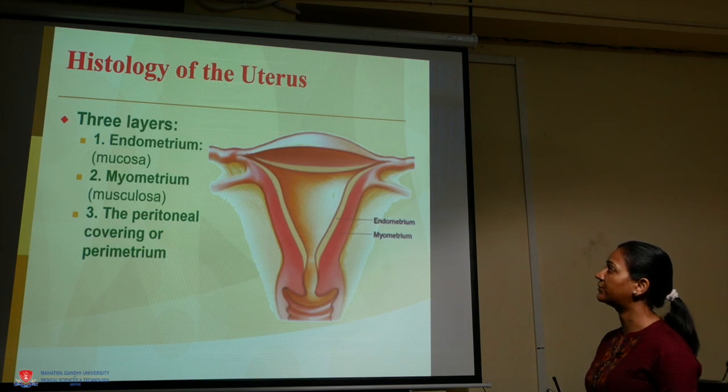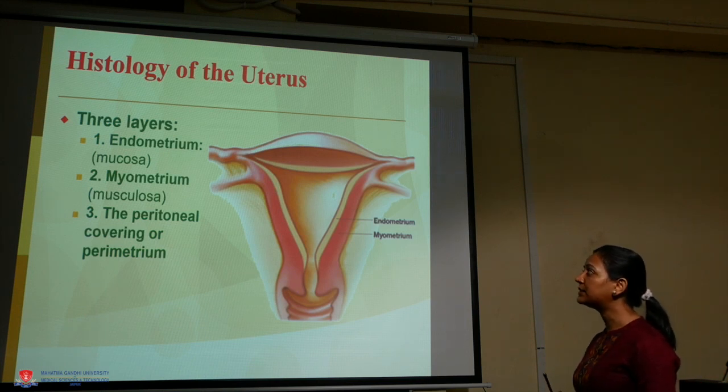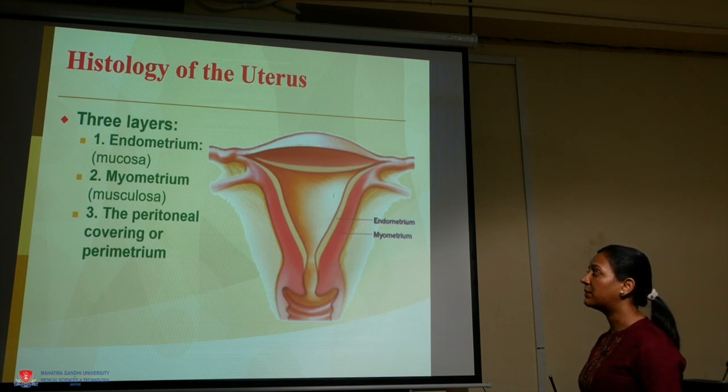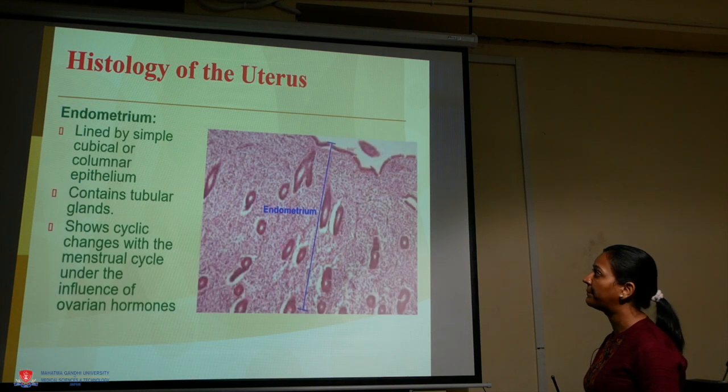Now the histology of the uterus. The uterus is made up of three layers. First, the endometrium, that is the innermost layer, it is the mucosa. Then comes the myometrium, that is the muscular part, musculosa. Then the peritoneal covering, or the perimetrium.